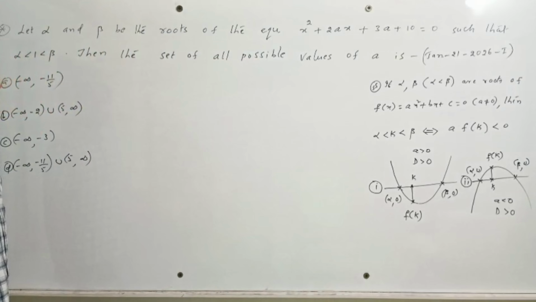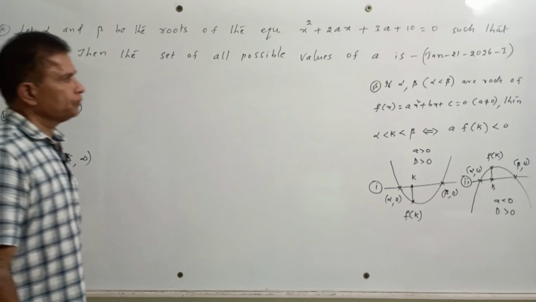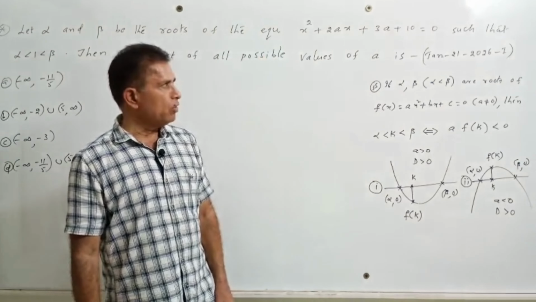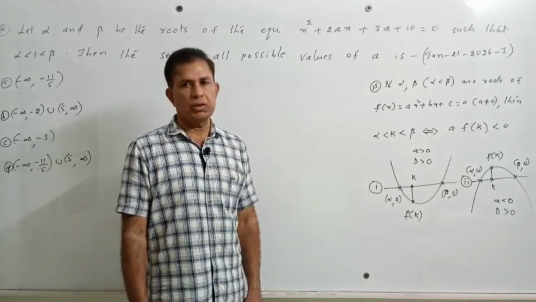Let alpha and beta be the roots of the equation x square plus 2ax plus 3a plus 10 is equal to 0 such that alpha less than 1, 1 less than beta, then the set of all possible values of a is. This problem was given on January 21st, 2026, shift 1.